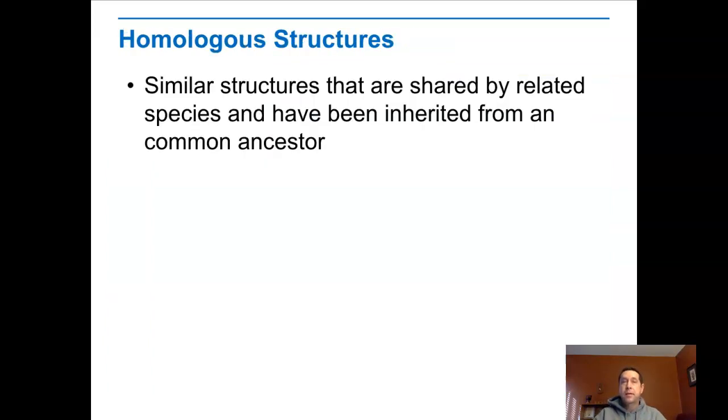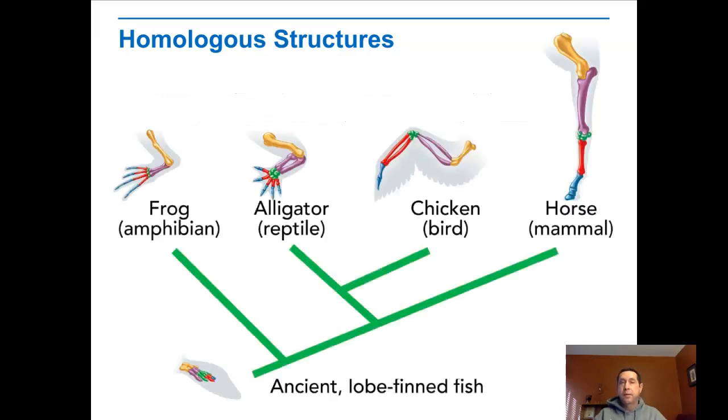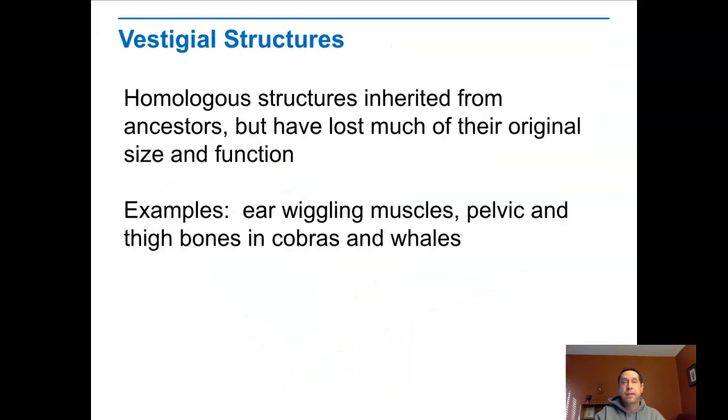So homologous structures are similar structures that are shared by related species and have been inherited from common ancestors. The forelimbs of vertebrates all have some similarities. They all have one upper limb bone, the two thinner, smaller forelimb bones, the wrist, palm, and finger bones, for lack of a better term. They've been adapted for specific purposes, but they have some similarities because they're from a similar common ancestor.